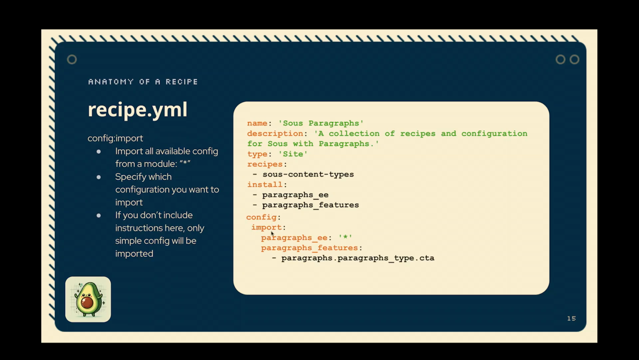And then here's where you can say there are specific configuration entities that we want to make sure get imported. So in this case, we're using a wildcard to say everything that's provided within paragraphs EE, get those all imported, or for paragraphs features, we've got a specific one that we say just pull in that individual one. That's the only one that we depend on for our recipe.